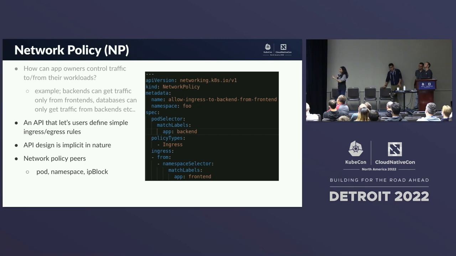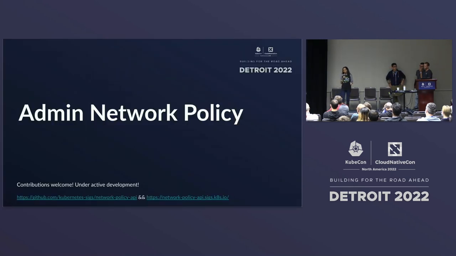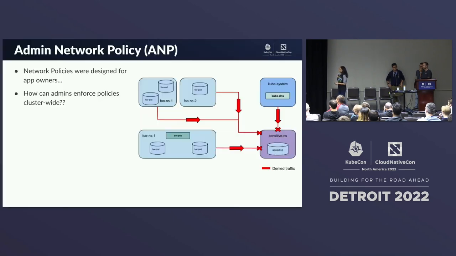So this is namespace scoped. It's defined for namespace owners, app owners. So you might be wondering, as a cluster admin, how can I enforce policies on a more cluster scoped level or cluster wide level? And that's where admin network policies come into play. It's a relatively new API that's under active development. And this is defined for cluster admins. It's on a cluster scope.